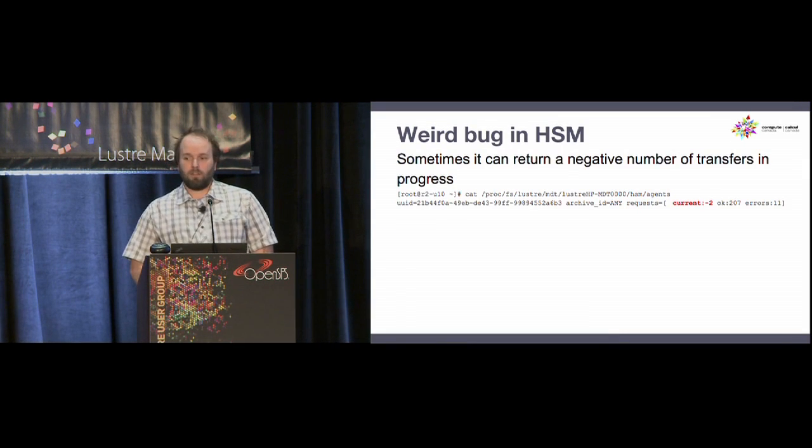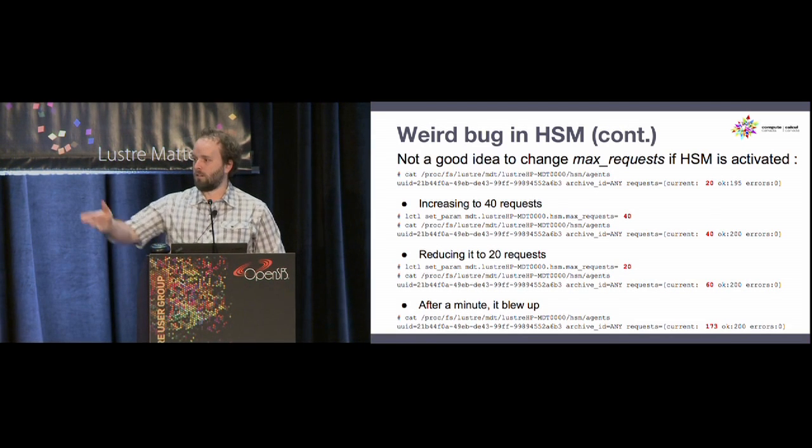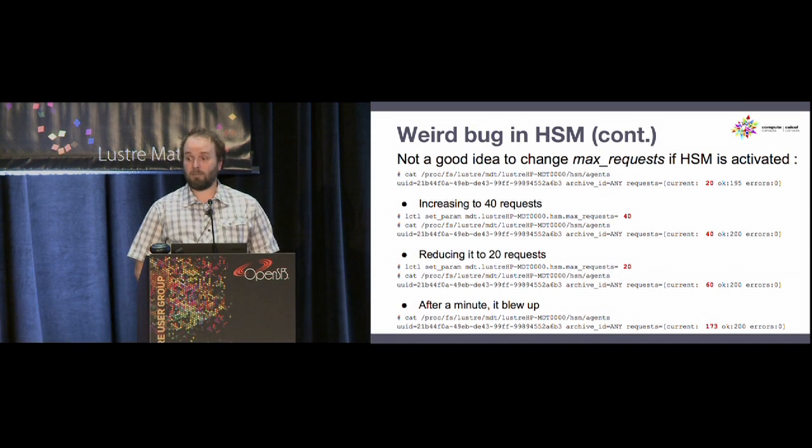And some weird bugs that we found in Lustre's HSM. A number of times when probing the MDS server for the number of ongoing requests, we got a negative number of current requests, which doesn't hurt anyone, but looks kind of weird in the logs. And a bigger issue, which our colleagues from CEA confirmed to us earlier this week that they have seen on their side too: when changing the HSM max requests while HSM is active, we quickly figured out it's a pretty bad idea.